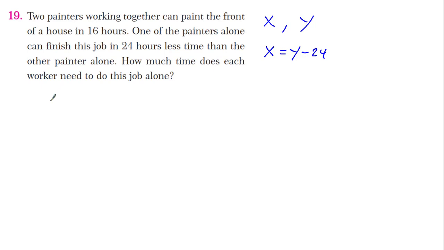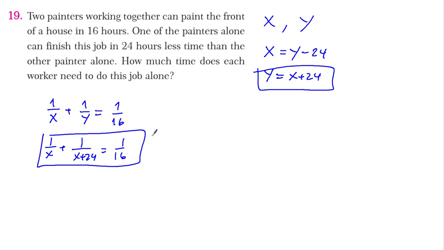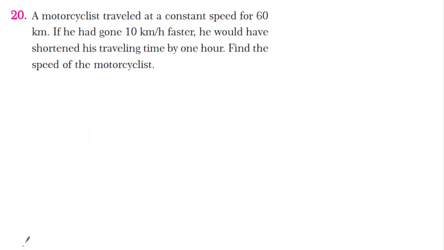All right, so in 1 hour, the first painter will paint 1 over X. The second painter will paint 1 over Y. And that will be painting 1 over 16th of the house. Great. So now here you can work in terms of x or in terms of y. If you want in terms of x, you need to write it as x plus 24, and you get 1 over x plus 1 over x plus 24. It's 1 over 16. This is just the same as the previous equations that we solved. You solve for x and again check whether it makes sense.